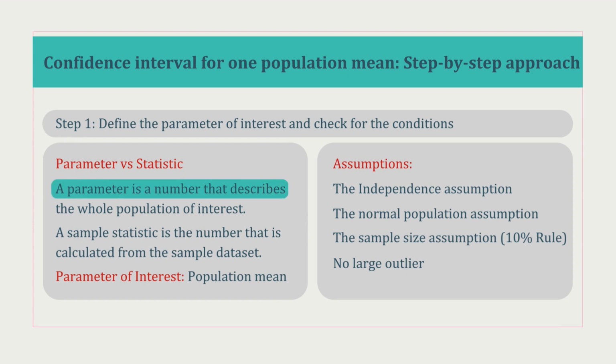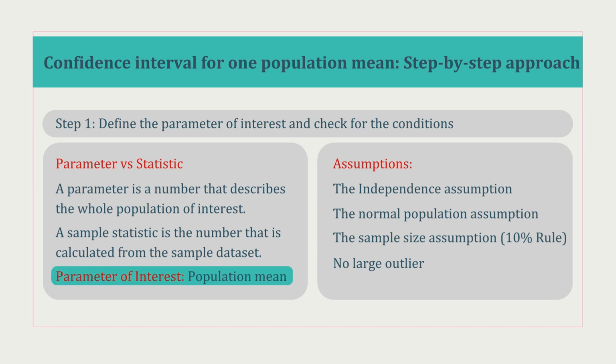A parameter is a number that describes the whole population of interest, and a sample statistic is the number that is obtained from the sample dataset. In this scenario, the mean change in the stock prices is used to describe the population of interest. This means the parameter of interest is the population mean change in the stock prices.